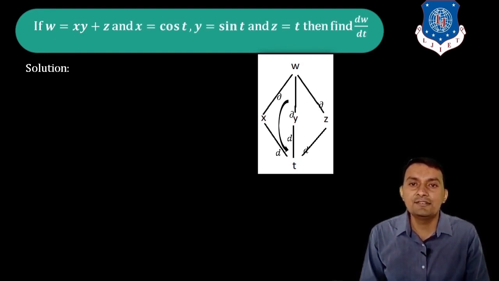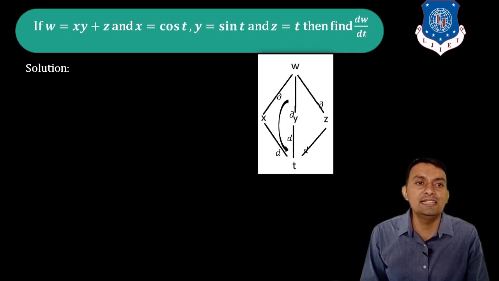Now let us look at the first question. w is equal to xy plus z, and x is equal to cos t, y is equal to sin t, and z is equal to t. Then find dw by dt. That is, we want to find the total derivative. So w is a function of x, y, and z, and x is a function of t, y is also a function of t, z is also a function of t. So this is one variable, so I have to use the ordinary derivative, whereas here I have to use the partial derivative.